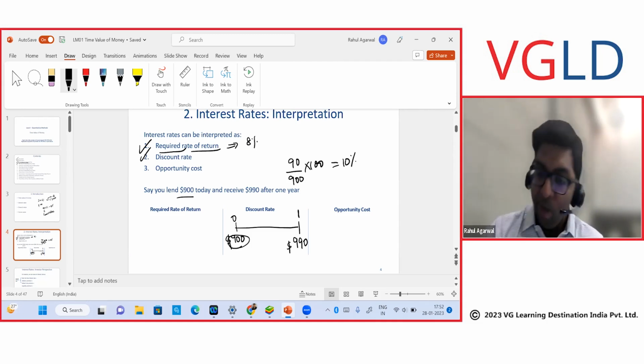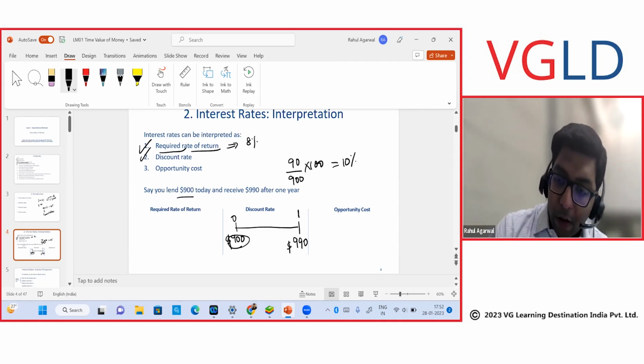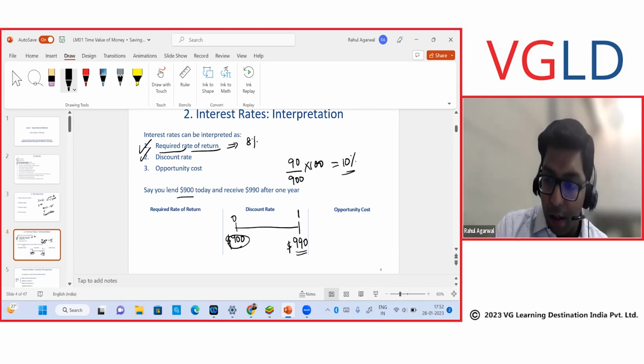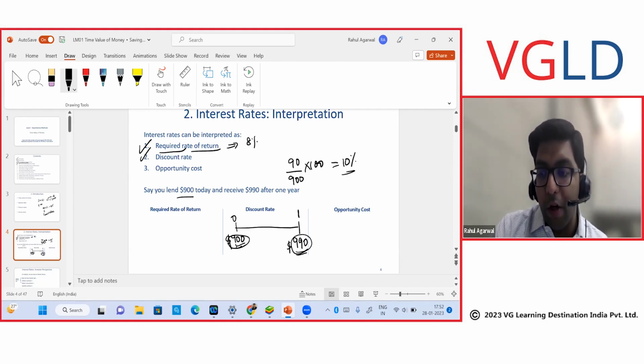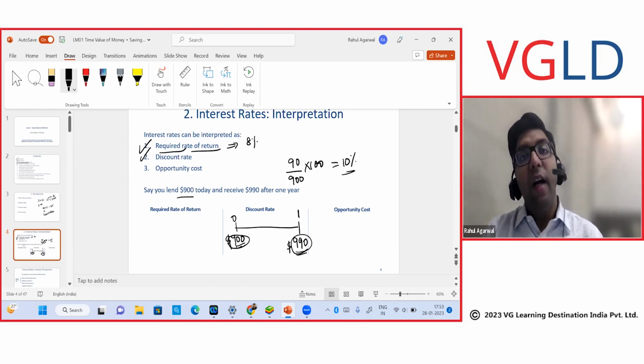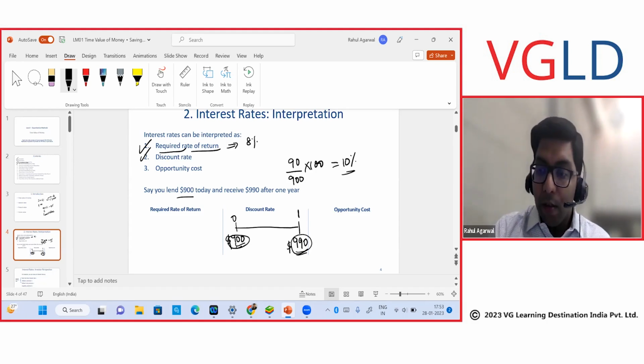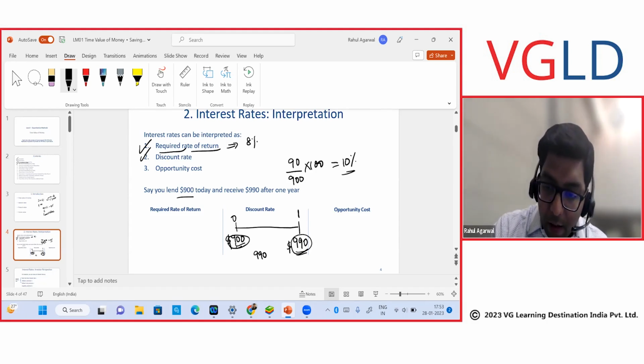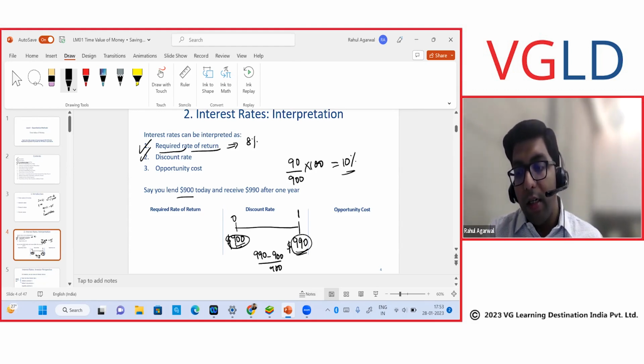It's not accounting. So coming back to the point, how did I get this 10%? The 990 which you see over here is the future value, and 900 is the present value. Future value means the money I get at the end of the year. Present value means 900, the money I pay today. So 990 minus 900, divided by 900, gave me my discount rate.